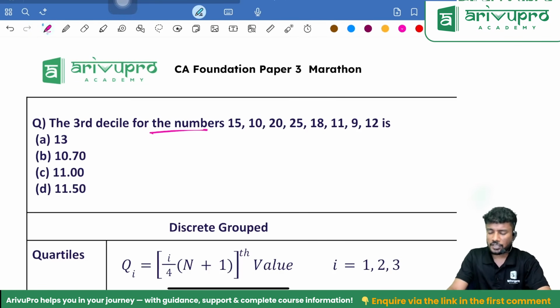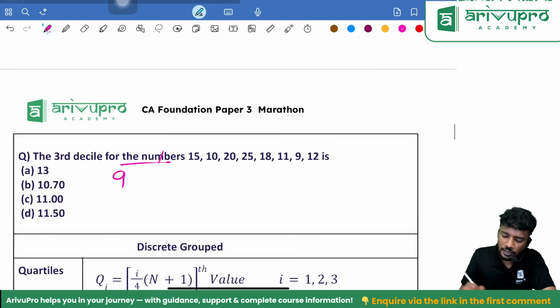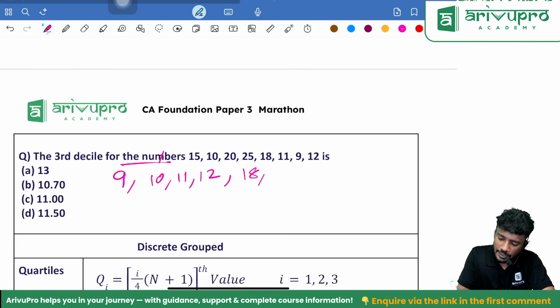Next one. Find the third decile of the numbers. Is it arranged in ascending or descending order? No. We need to arrange in ascending or descending order. How will you arrange? First, minimum value. That is 9. Then next value is 10. Next value is 11. Next value is 12. Next value is 15. Then 18. Then 20. Then 25. Then that's it.